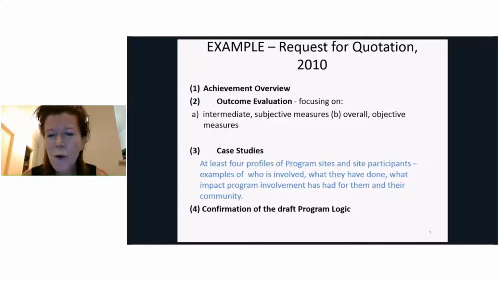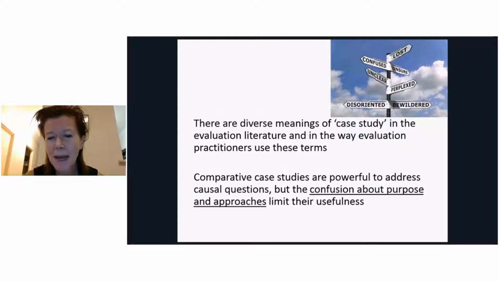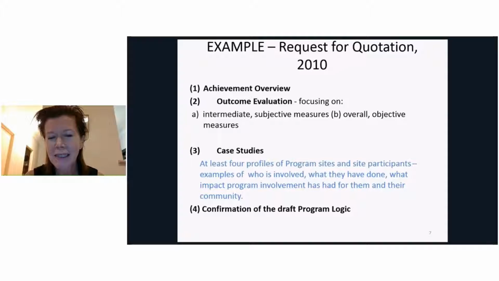They said we want at least 4 profiles of program sites, examples of who's involved, what they've done, what impact programmers' involvement had had on them, and their role within the community. So if you think about that description, what are they talking about in terms of case studies? Are they talking about comparative case studies, multiple case studies, single profiles of case studies used for description, or analysis of similarities and differences between these program sites?